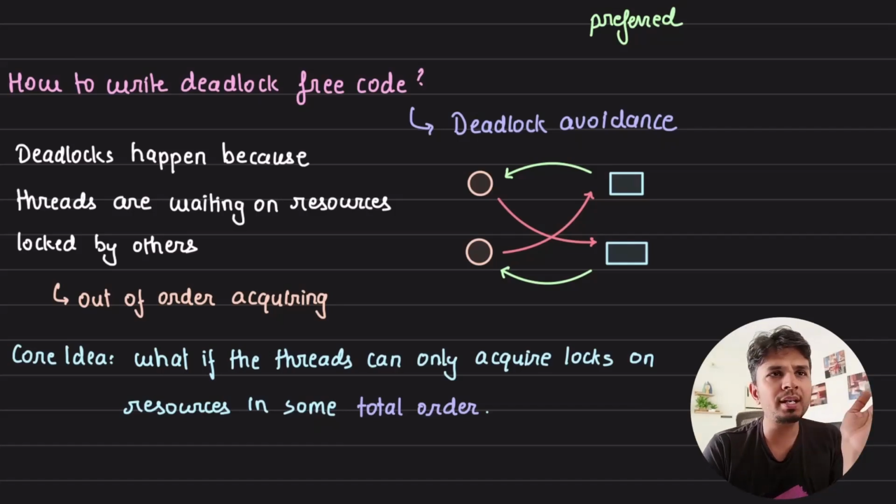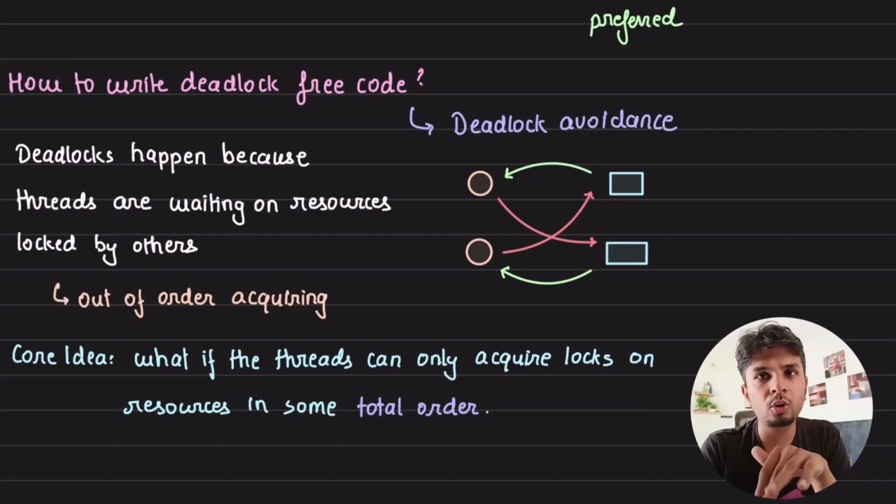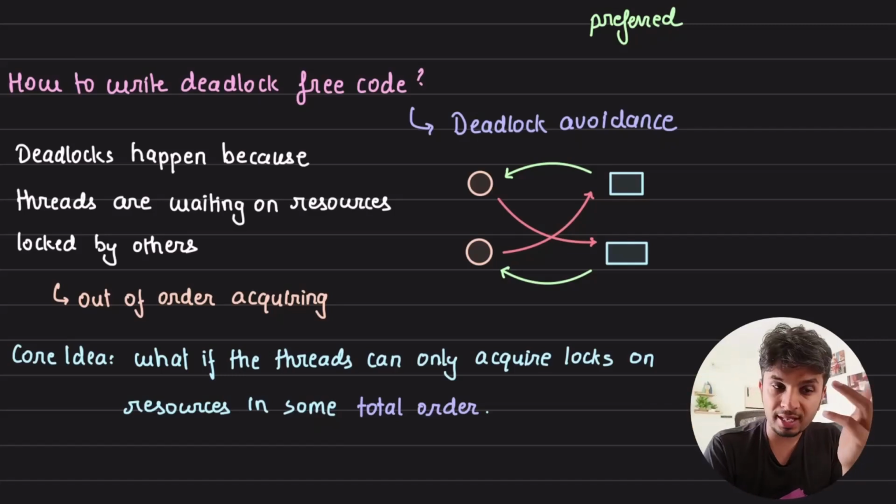There is no need of maintaining a resource allocation graph. There is no need of checking cyclic dependency every time. Is there a way for you to write code that will avoid the deadlock totally? Which is how you write deadlock free code. I'll show you one of the examples to do it. And the example is really interesting.